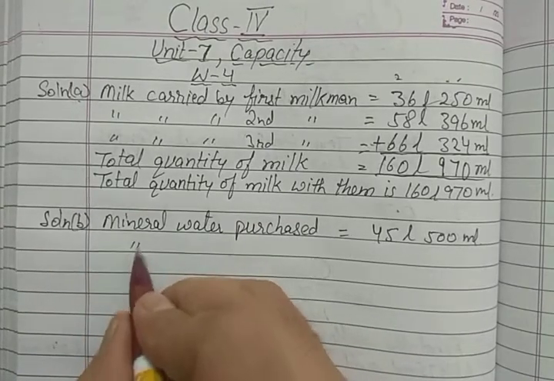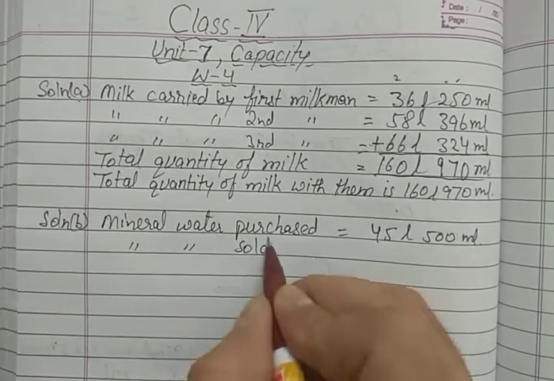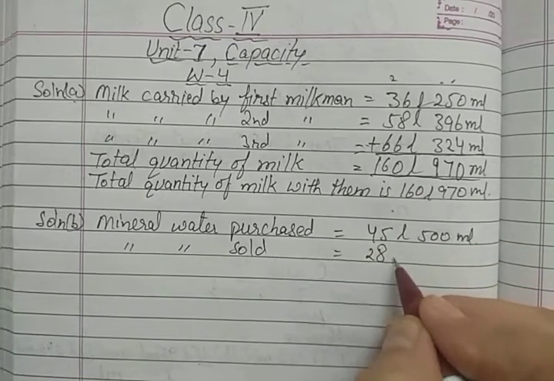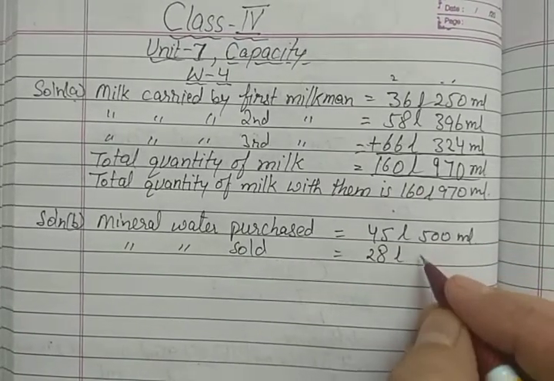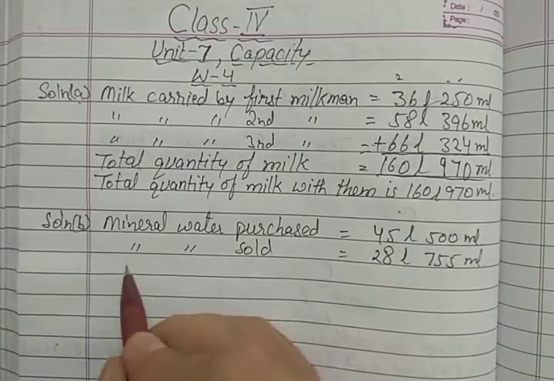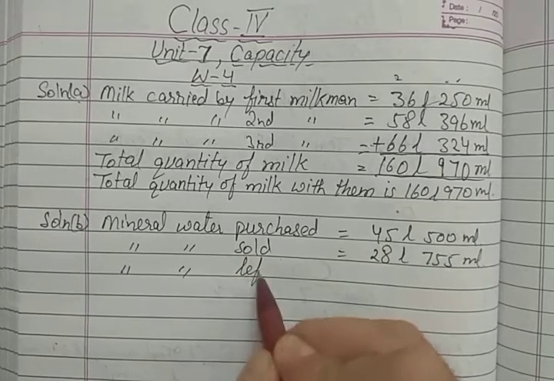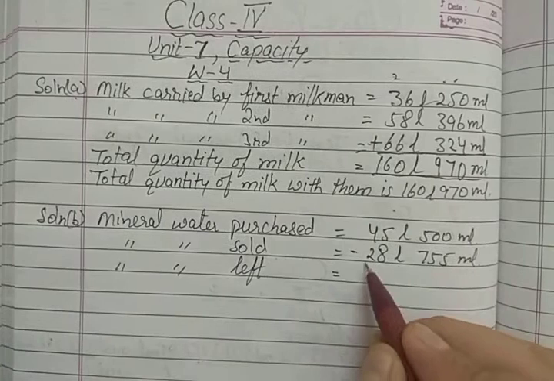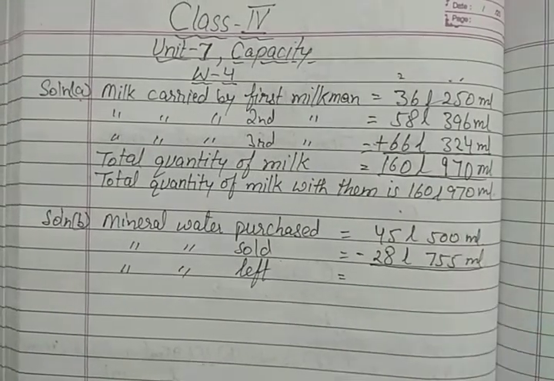And mineral water sold. So how much mineral water is sold? That is 28 liters and 755 milliliters is sold out. Now we have to find out mineral water left. So you know what we have to do, we have to subtract.